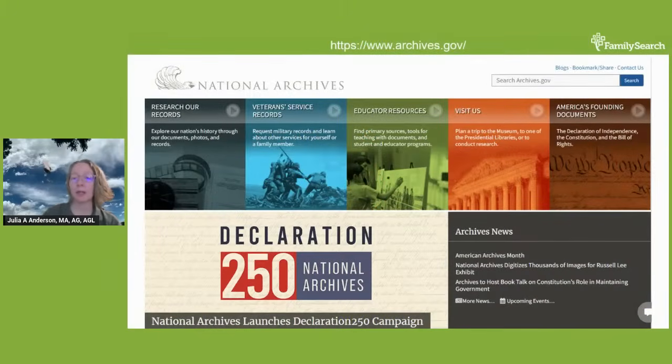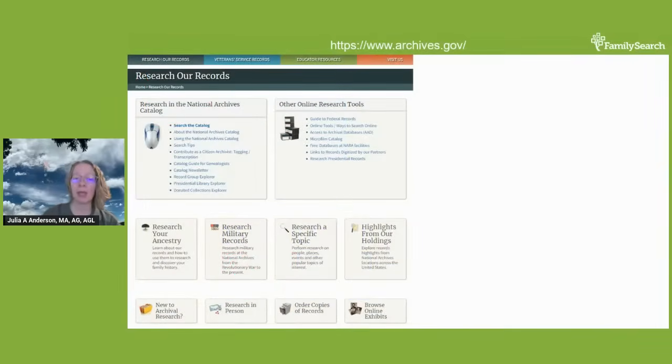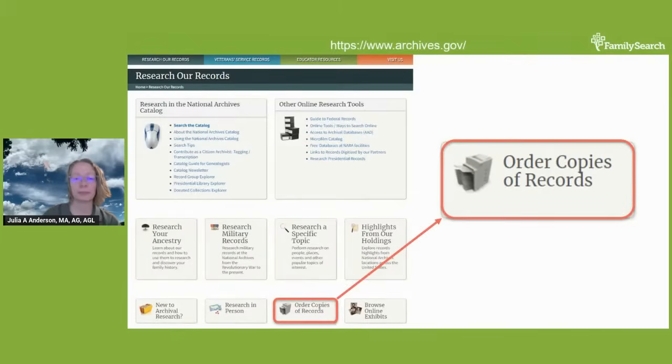For records that are not digitized and published online, you will need to order copies of the original records from the National Archives or visit the archives in person. Pension files are in Record Group 15, Records of the Veterans Administration. And the website for the archives is simply archives.gov. From the main page, you'll want to select Research Our Records. On the next page, toward the bottom, is an option to order copies of records. That's what you'll want to select.